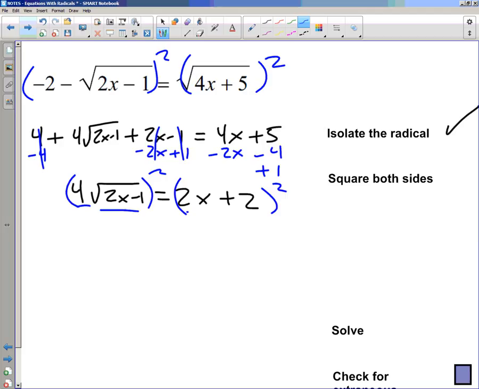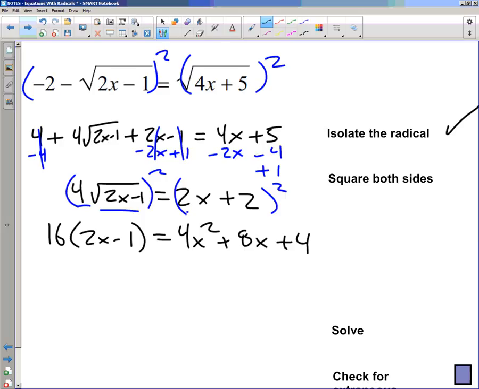All right, let's deal with the left-hand side first. Squaring the 4 is going to get us a 16. Squaring the 2x minus 1 under the radical is going to cancel the radical. It's still going to leave us a 2x minus 1, but they should be grouped together, which is why I'm using parentheses. Right-hand side, use your shortcut. Square the first, square the second, multiply 2 times the first times the second. That's going to get us an 8x.